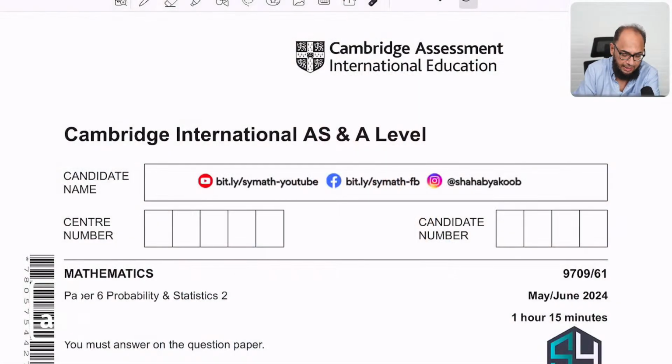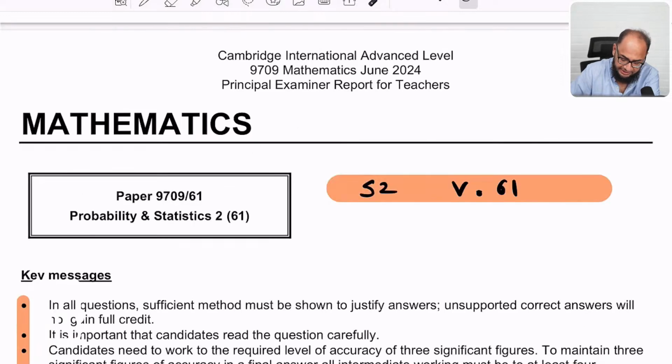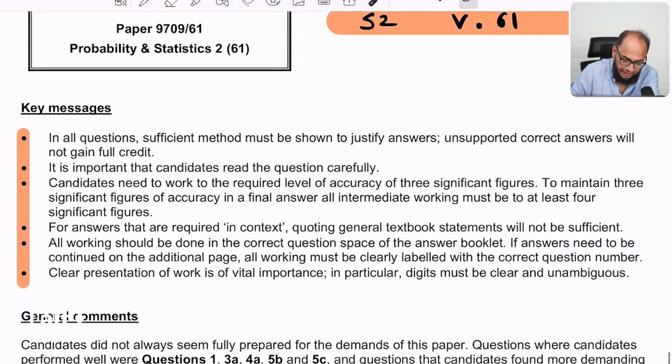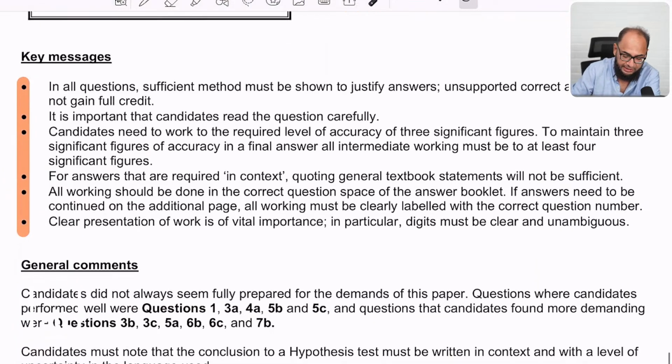Now, let me start S2 in such a way that first of all, let me focus on the examiner report first. So let me open up the examiner report and let me just switch to the main thing. And there it is. So let's look at the examiner report. So I'm solving the first variant of this May-June 2024 paper of S2. And look at the key messages. So let's look at the key messages. Just have a look.